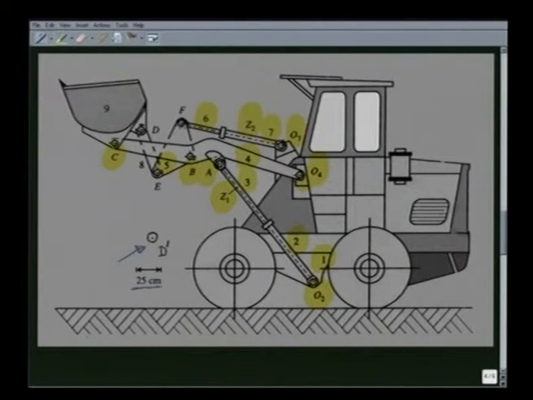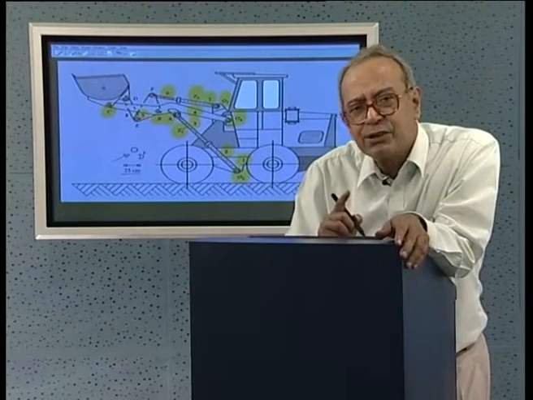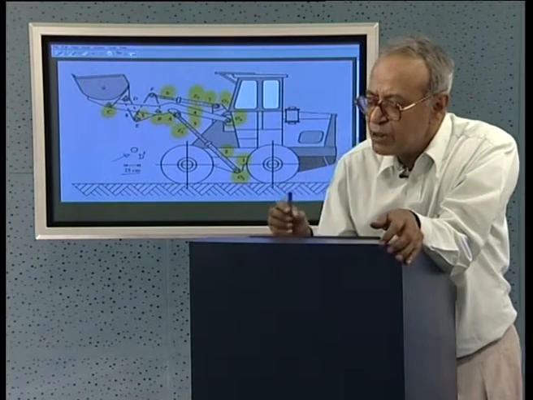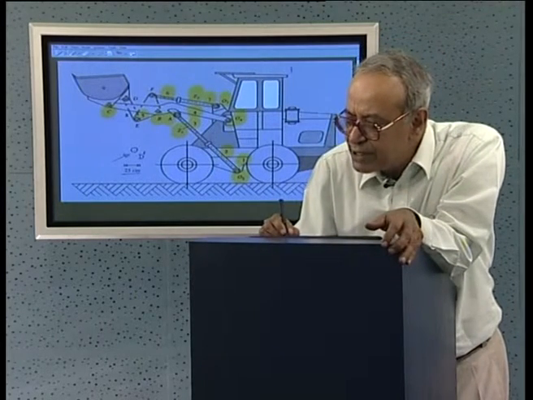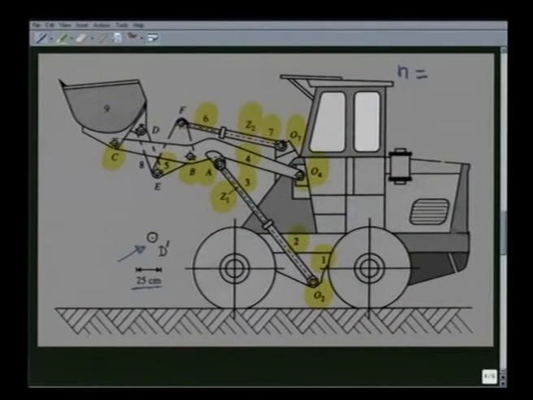Before that, let me show that this mechanism has 2 degrees of freedom. For that, we count the number of links n, which, as you have seen, is 1, 2, 3, 4, 5, 6, 7, 8 and 9. N is 9.